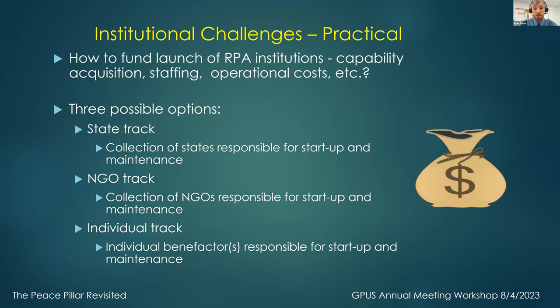Obviously there are problems with that track. To the extent the institution is reliant upon state funding, the challenge of retaining its impartiality is going to become more difficult. So one way to get around that might be to bypass states and go to NGOs and see if some conglomeration of NGOs might be willing to back this institution and provide the startup capital. Problems there also. And perhaps the easiest would be some individual benefactor, the benevolent billionaire scenario. But of course, all three of these tracks are going to create impartiality challenges. No way around that, unfortunately. Next slide, please.